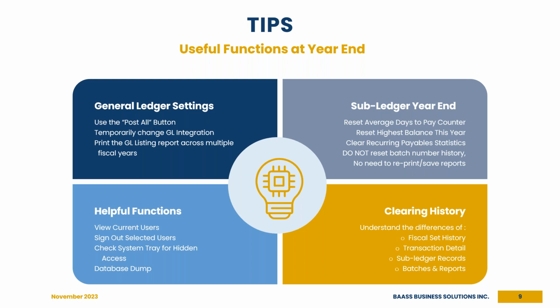If you aren't comfortable using those error batches, you can temporarily change the GL integration settings. So somebody who has rights to update the settings in the subledger could go into the GL integration and change that from automatically post a batch to just create the batch. And then those batches would remain open, but not create an error. Once you've posted those batches, you can go back into the GL integration settings and turn on the automatic post. Also, remember that you can go into the GL listing report and print that across multiple fiscal years.